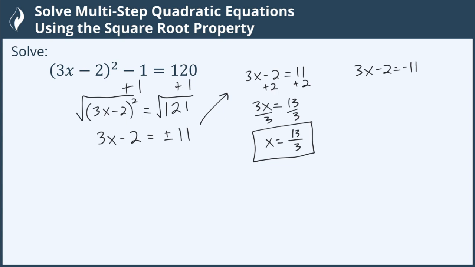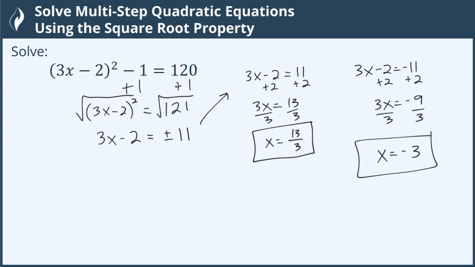And then this next one, we're going to add 2. So we end up with 3x equals a negative 9. And then divide both sides by 3, and we end up with x equals negative 3. So there are two answers on this one. So we've got this 13 thirds, and then we've also got a negative 3.